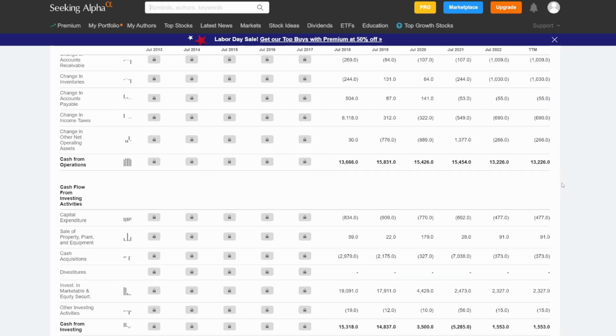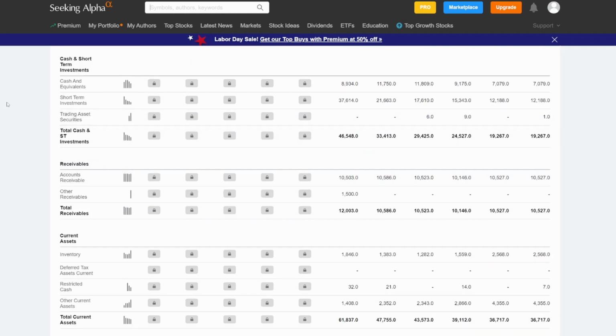But if we jump into the cash flow statement, you can see here in cash from operations, they are doing really nice, because you can see at 2018, 13.6, 13.2, so pretty steady. They had some good years during COVID, but let's look at the capital expenditures, which are really low, just under $1 billion every year, and even below $500 million in 2022. So they are generating a massive amount of cash.